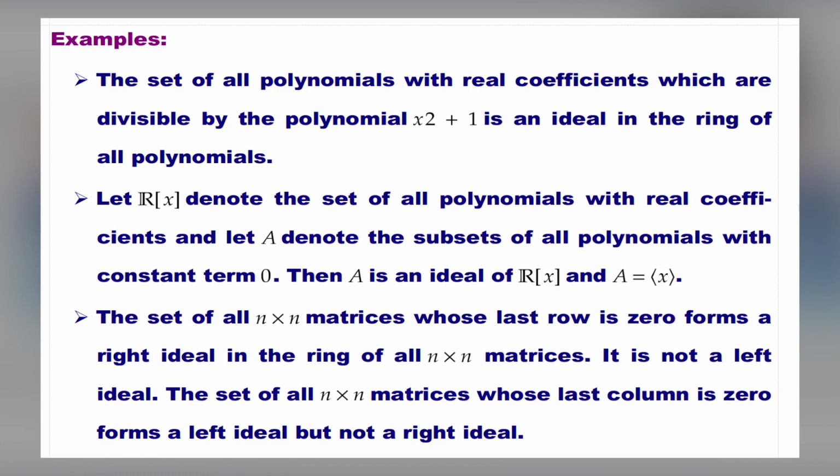Let R[x] denote the set of all polynomials with real coefficients and let A denote the subset of all polynomials with constant term 0. Then A is an ideal of R[x] and A equals the ideal generated by x.